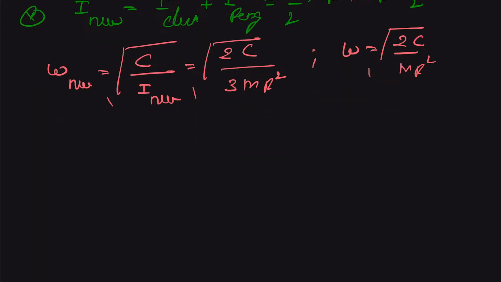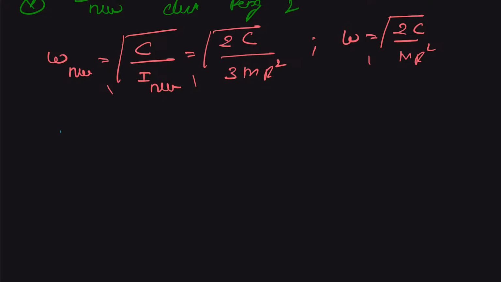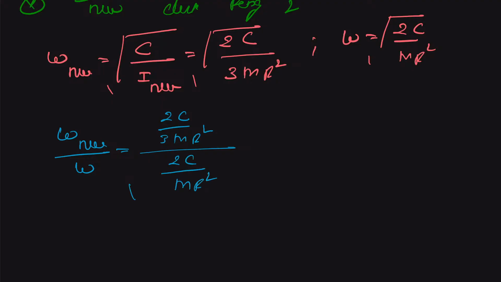So we can just take their ratio. Omega nu upon omega will be equal to the square root of 2C upon 3 MR square divided by 2C upon MR square. So here the 2C upon MR square goes away. Therefore we get omega nu will be equal to 1 by square root of 3 times omega.